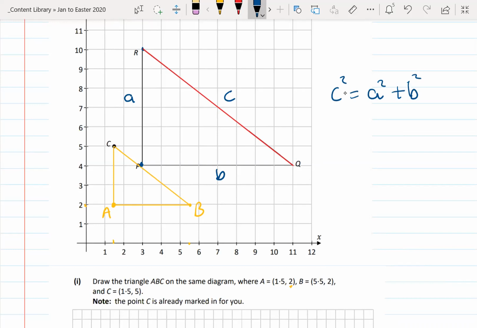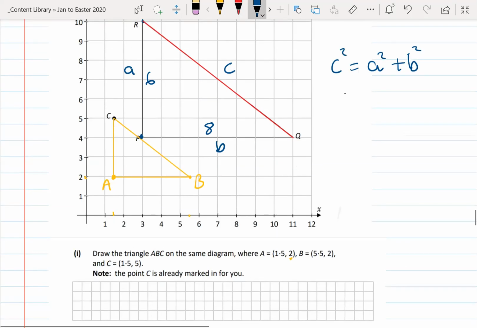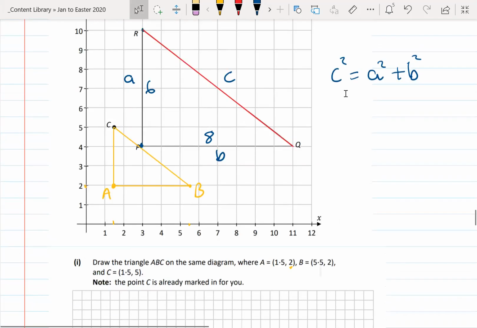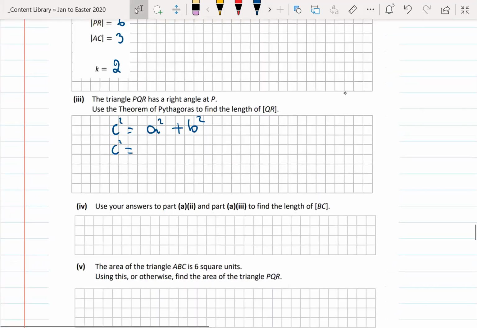Now, A, we know already, we counted the boxes there, that's 6, okay? B, this down here, let's count the boxes, 1, 2, 3, 4, 5, 6, 7, 8. So that's 8 units long. So we have two sides, the A and the B bit, we just have to figure out the C bit. So let's go down here and do it in the box down here. So C squared equals A squared plus B squared. C squared equals A, what did we say A was? 6, and B is 8.